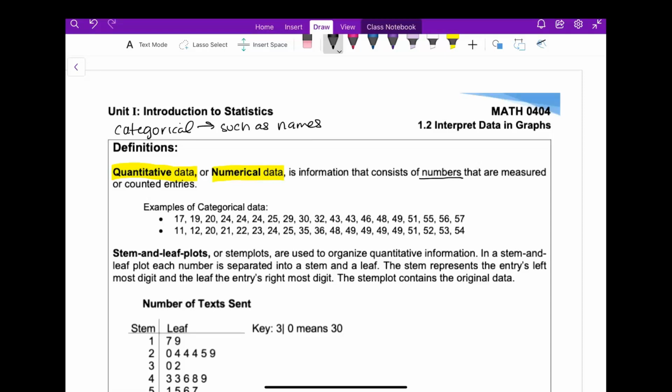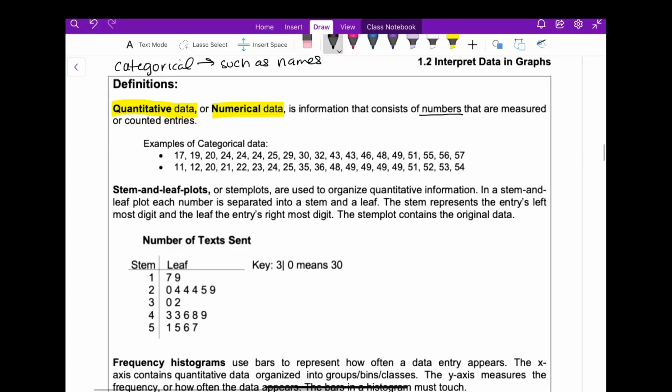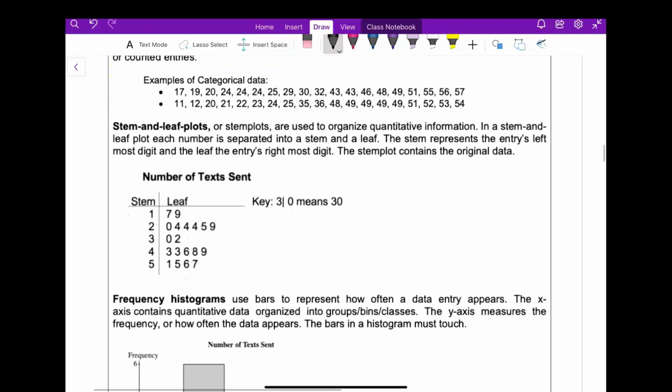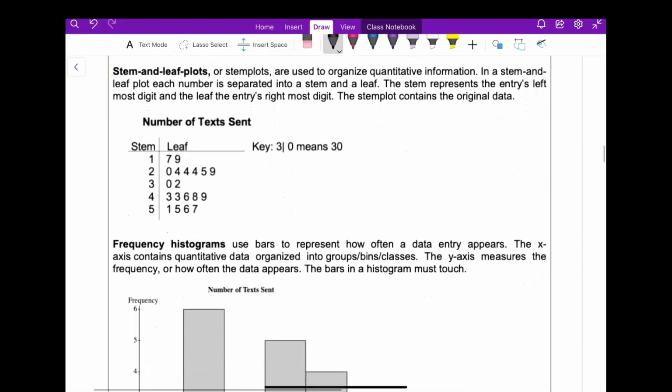Okay, so moving on, the first graph we see is a stem and leaf plot, or stem plots, known for short, are used to organize quantitative information. So one of the key things here is organize.